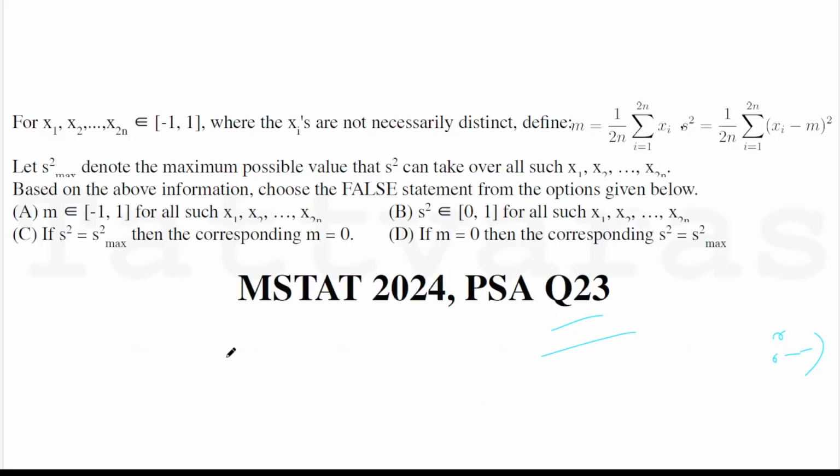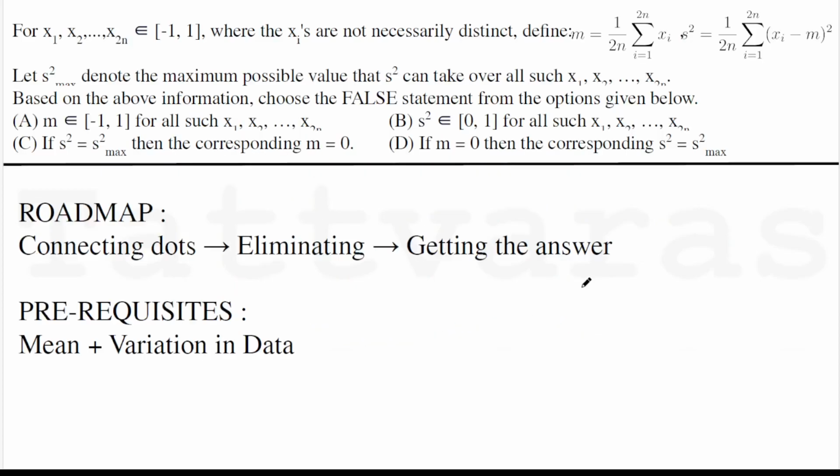Today we will solve the 23rd problem of ISI MSTAT 2024. And yes, it seems to be a descriptive statistics problem. You are given notation of the mean and the variance for a given data set of 2n elements, all of them belonging to the interval -1 to 1. And you are further given S square max as the maximum value that this variance S squared can take. And you have to identify amongst the given four statements which one is false.